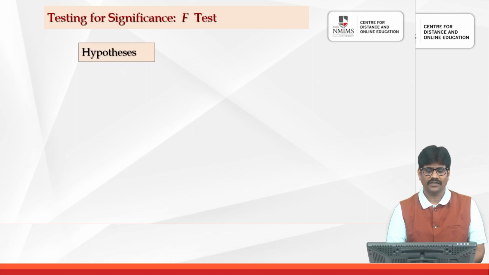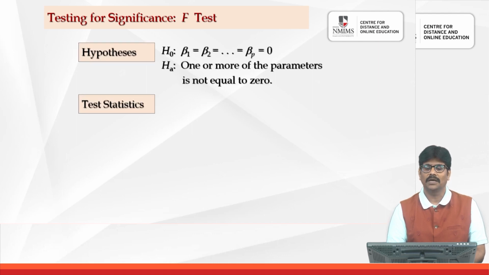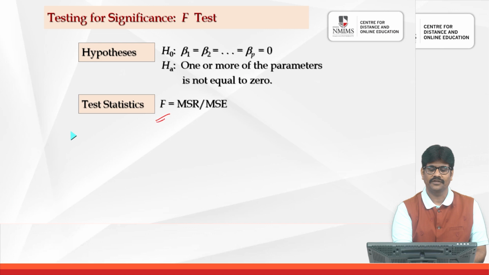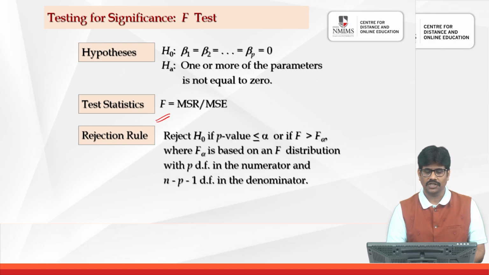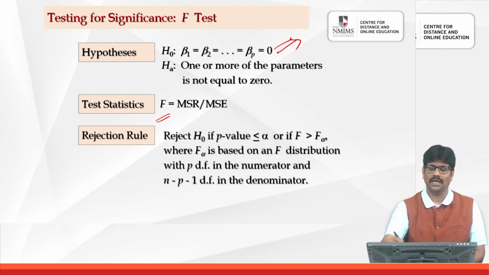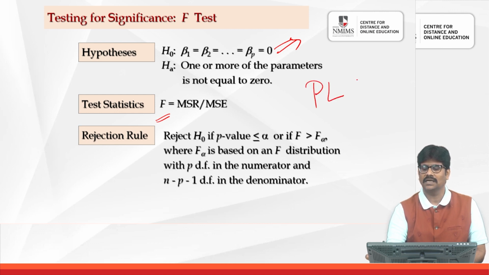So, the F test goes like this. This is the multiple linear regression hypothesis. As I said, all the betas equal to 0 is your null hypothesis, and the alternate hypothesis is that at least one of them is different from 0. The test statistic is your F distribution, because we are testing the analysis of variance here, that is, the mean sum of squares of regression divided by the mean sum of squares of error, and this we get from the ANOVA table. What is the rejection rule, whether to accept or reject the null hypothesis? If the p value is less than or equal to the alpha value, then reject the null hypothesis.